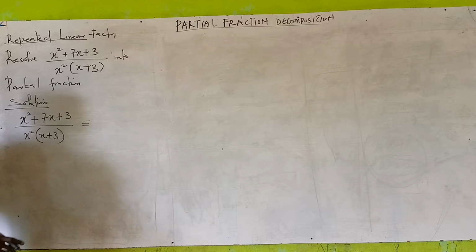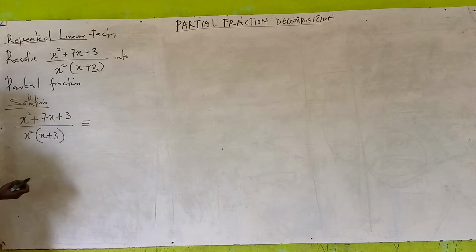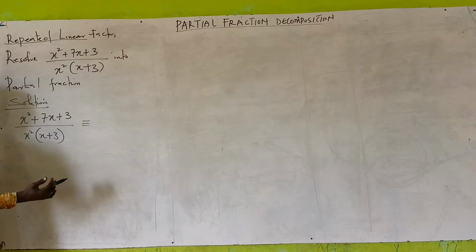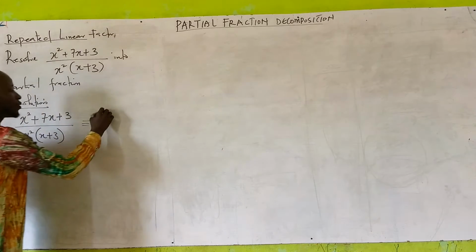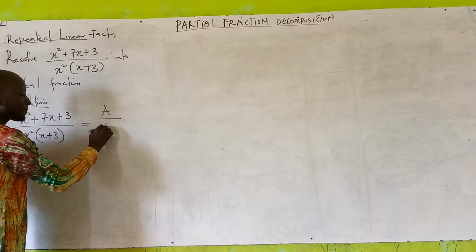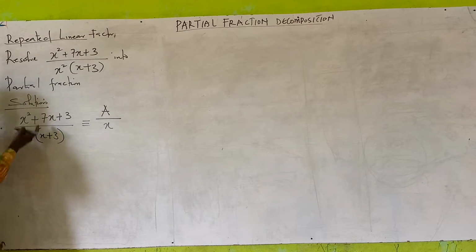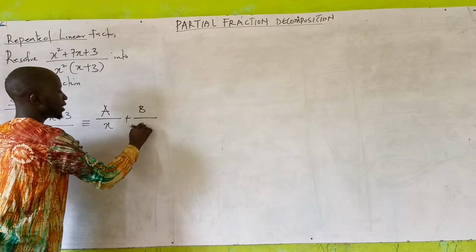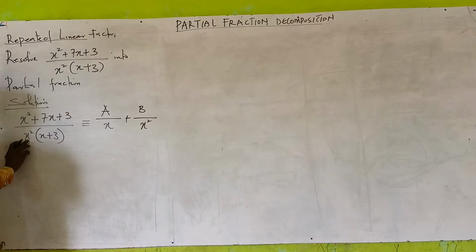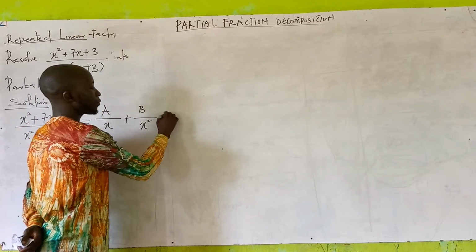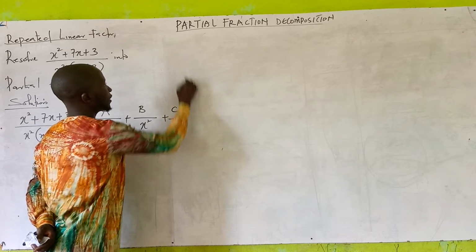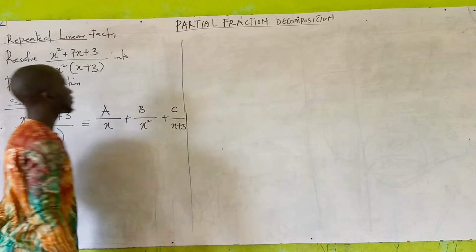Now, this is of the form of partial fraction. This is what I'm going to write. Now, why is this repeated? Because we have x raised to the power 2 here, that is x into another x. And the form of this partial fraction is going to be A over x raised to the power 1, plus B over x raised to the power 2. We are done with this repeated factor here. Now we are going to concentrate on (x plus 3). So we have plus C over (x plus 3).